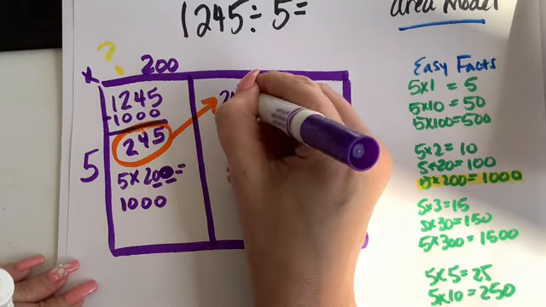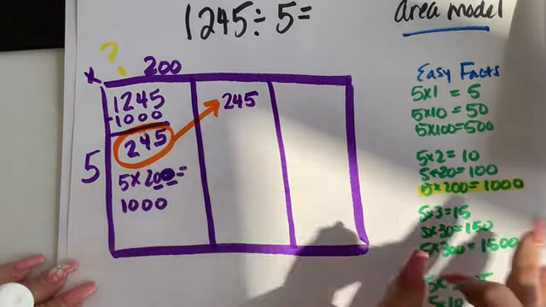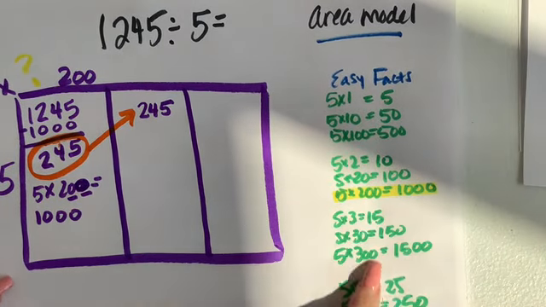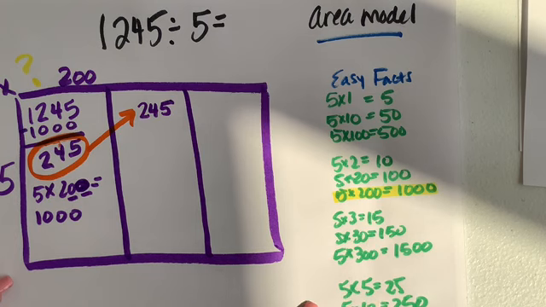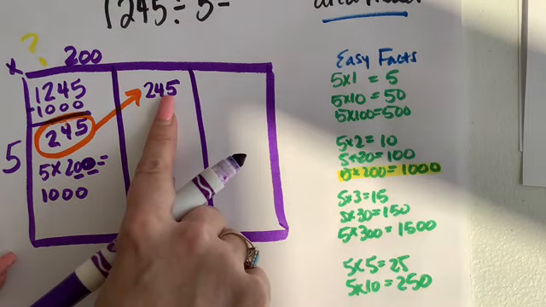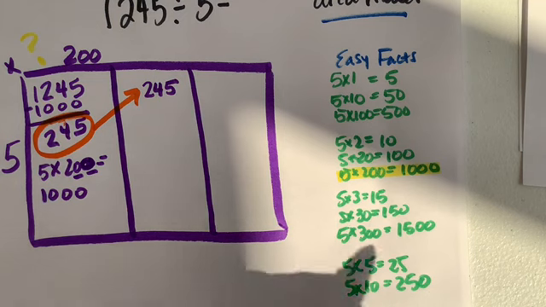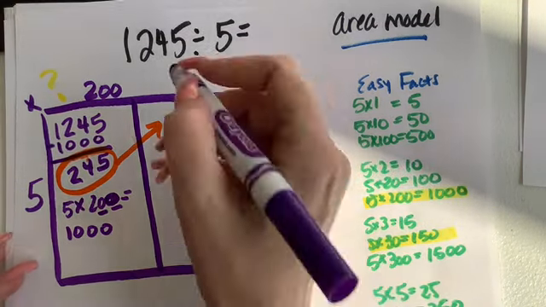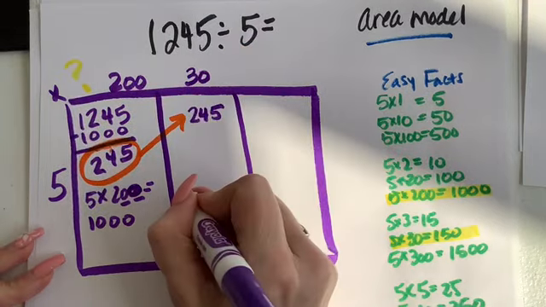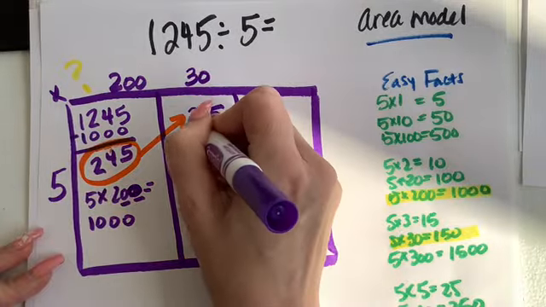So I need to find the next piece of my area model. 245. Is there anything over here that's close without going over? Well, the closest one that I see is 250, but that's more than 245, so I cannot use it. So I'm going to have to use this one right here. I'm going to have to use my 5 times 30. So 5 times 30 equals 150.